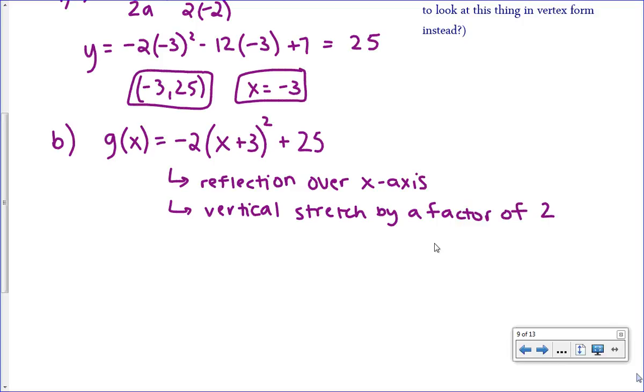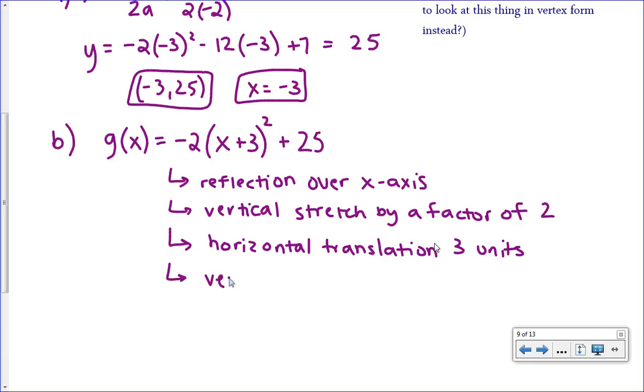And then we have a horizontal translation. That's the sliding to the left. So horizontal translation to the left 3 units. That comes from the plus 3 that's inside the parentheses. And last but not least, vertical translation. And that's up 25 units. That's the k value.